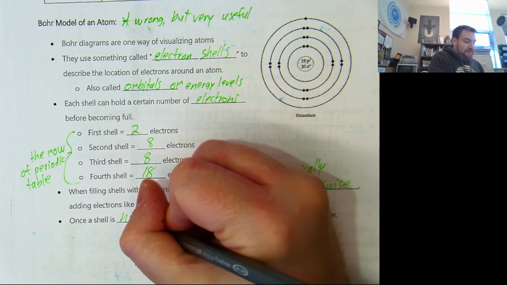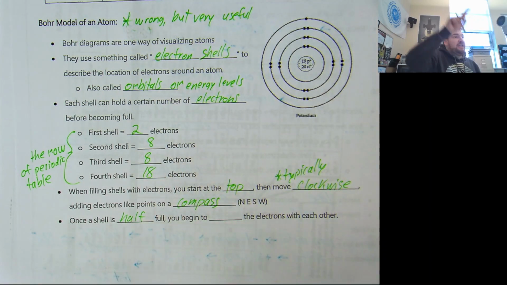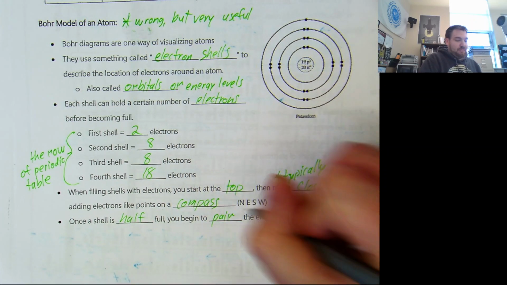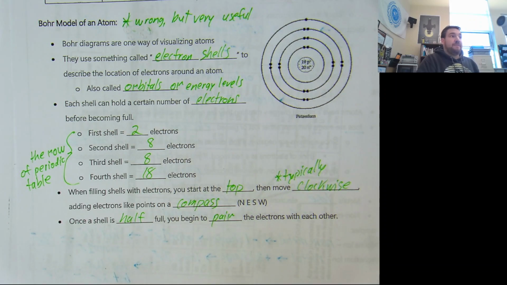Once a shell is half full, only then do you loop around a second time and begin to pair the electrons. Electrons don't want to be next to each other. Because in the physics section you would have looked at last year, you would have seen that negatively charged objects, if you have 2 negatives, they repel each other. Electrons are all negative. They don't want to be beside each other unless they have to be. So you put 1 in each spot, and then you pair them up afterwards.